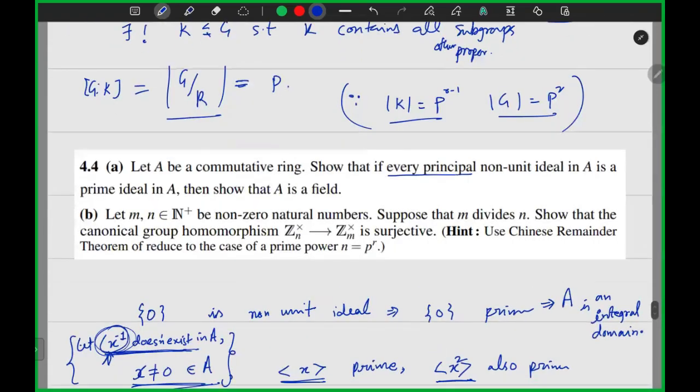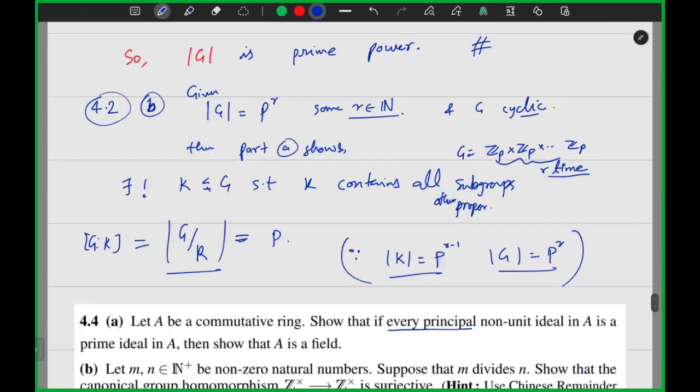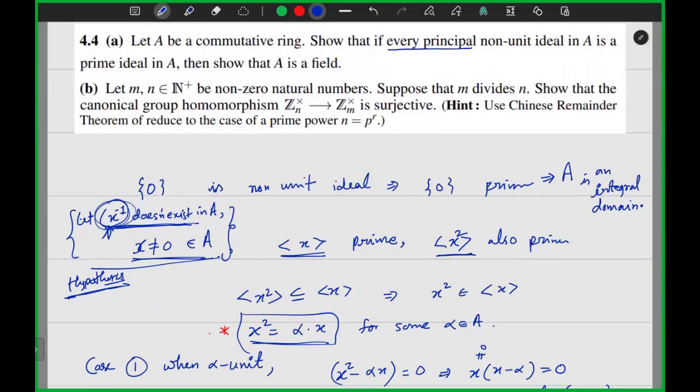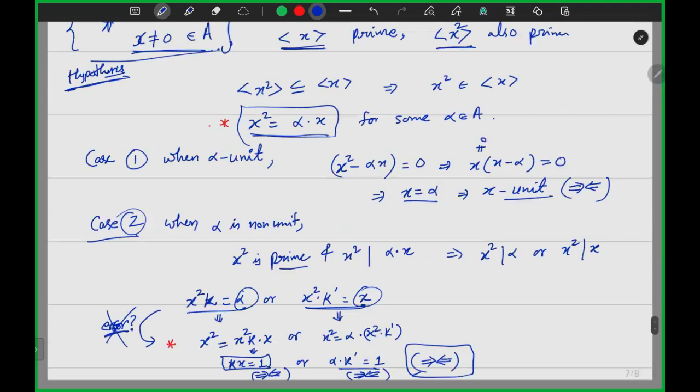Okay, what is the second part of this question? m and n are two non-zero natural numbers. Suppose m divides n, so that the canonical group homomorphism Zn star to Zm star is surjective. You know, the canonical map is anyway surjective when we don't apply the star, just Zn to Zm.